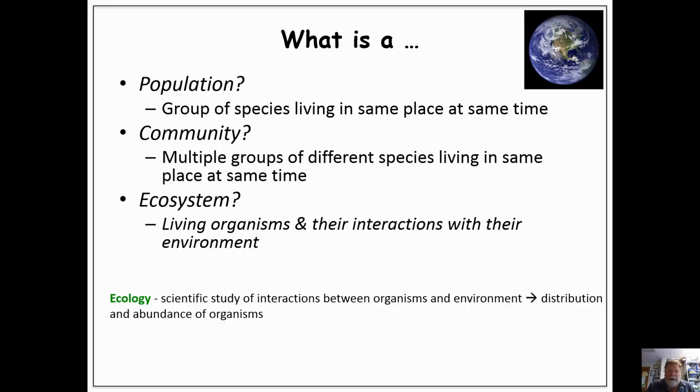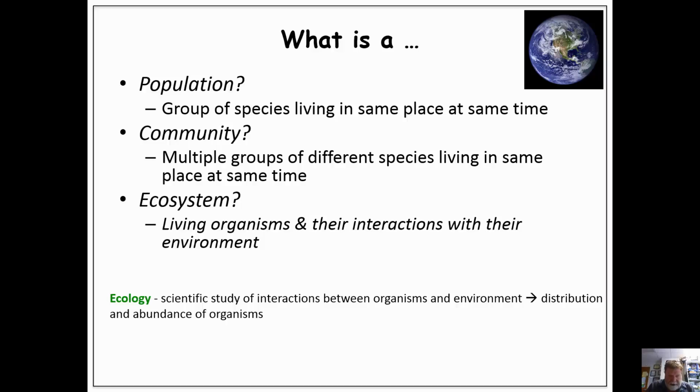Basically, for this lecture and lecture series, you need to know what a population is. That is a group of species living in the same place at the same time. You do remember what a species is. A community is multiple groups of different species living in the same place at the same time. Basically, these organisms, whether they want to or not, interact with one another. And then ecosystems, we're looking at living organisms and their interactions with their environment. So all of us living things do interact with our environment because we need some things from our environment and we give things back to the environment.